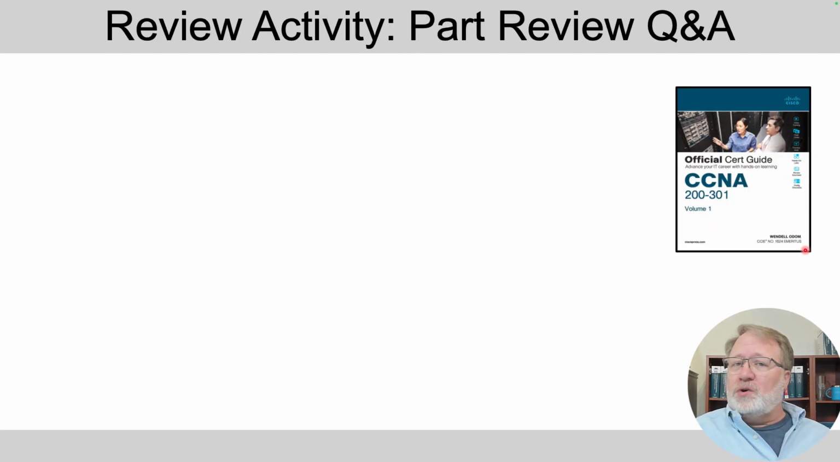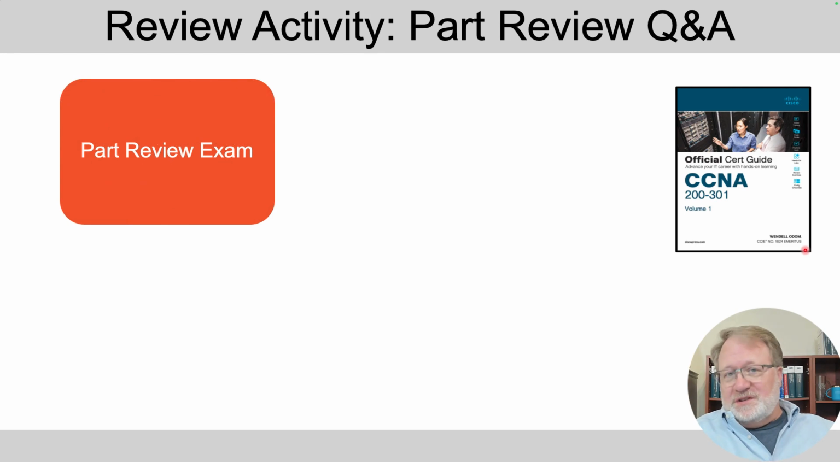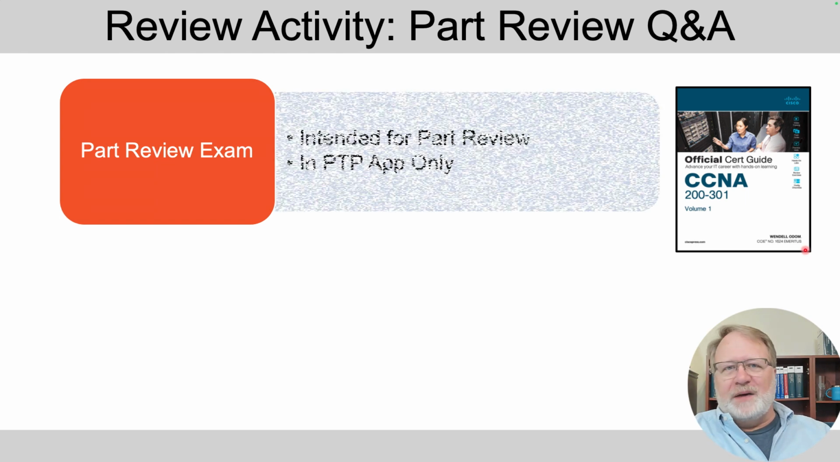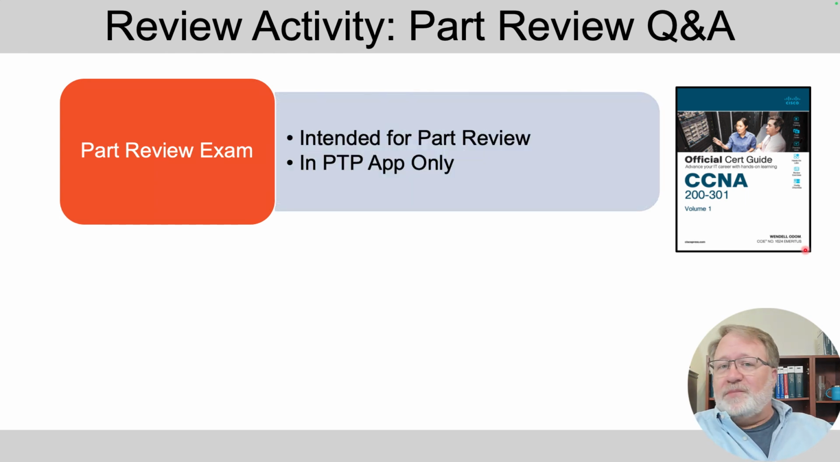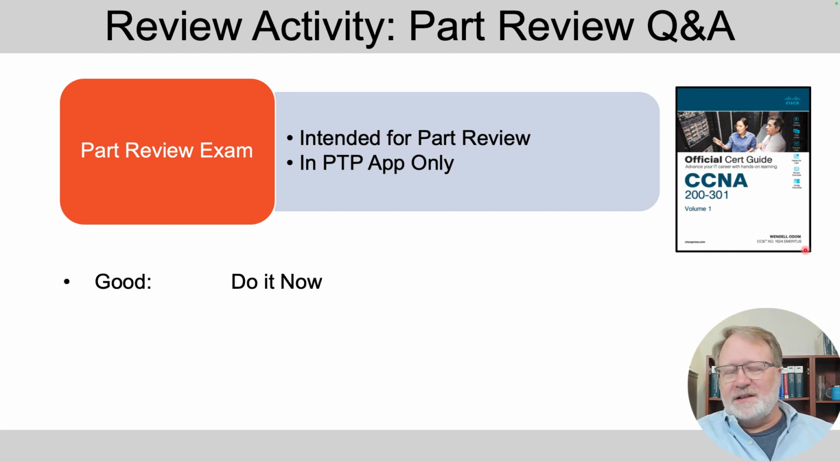There are part review questions included with the book, and Chapter 3 happens to be the last chapter in Part 1 of Volume 1. So what I would suggest doing then is do the part review questions once you've finished all of Chapter 3. So use the PTP app that includes those questions. Look for the part review questions and select only the Part 1 questions there. Now, anytime you're using questions for review and exercise, you can do them anytime, and that's better than not doing them. So that's a good thing.